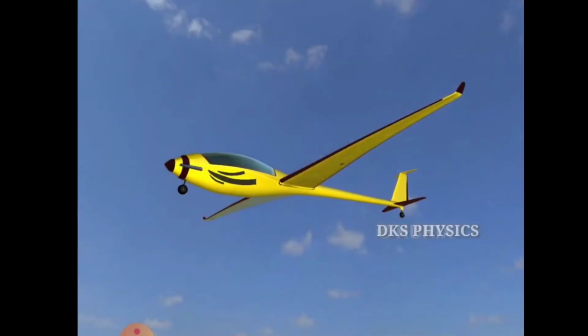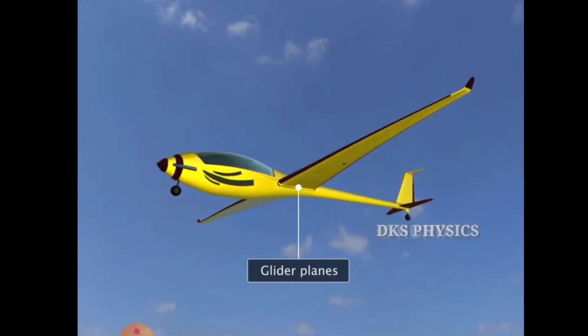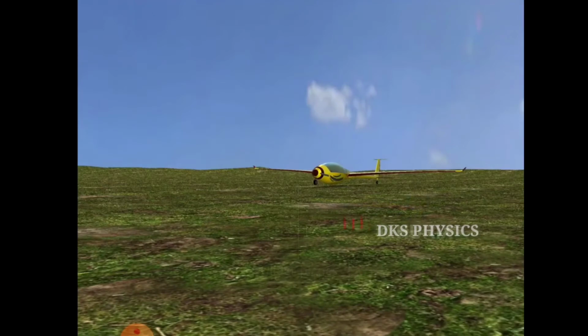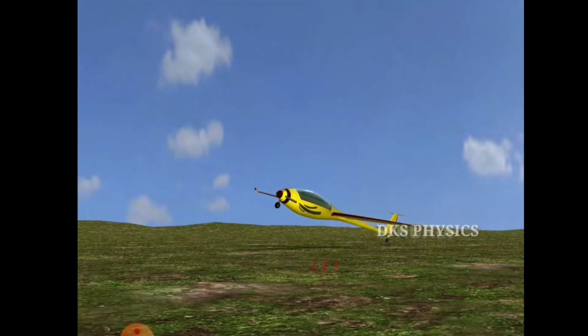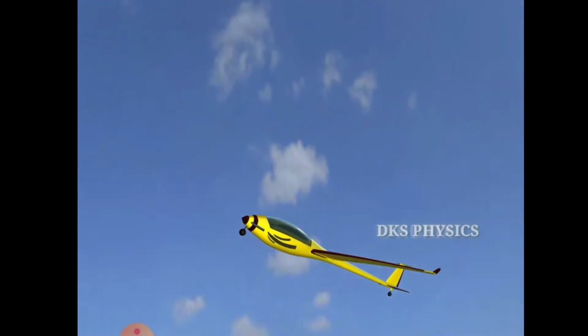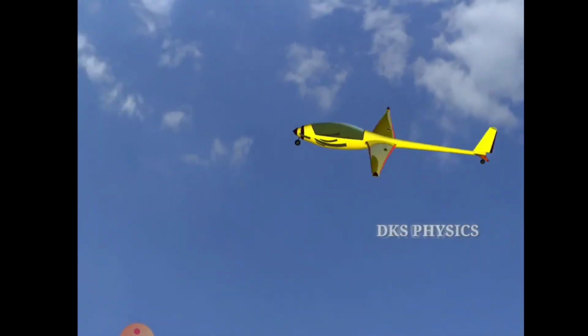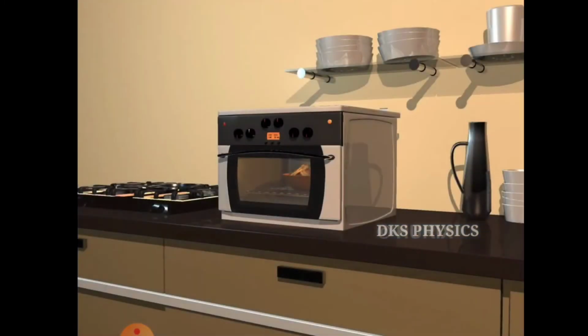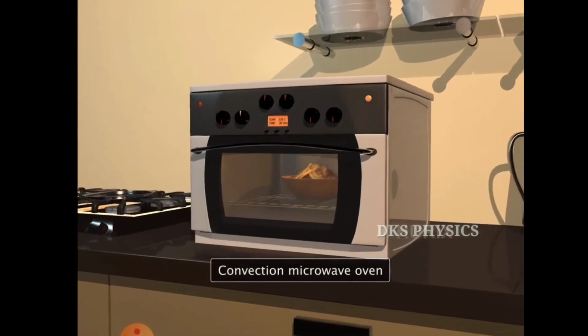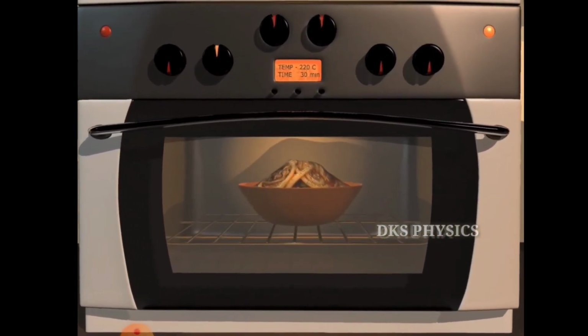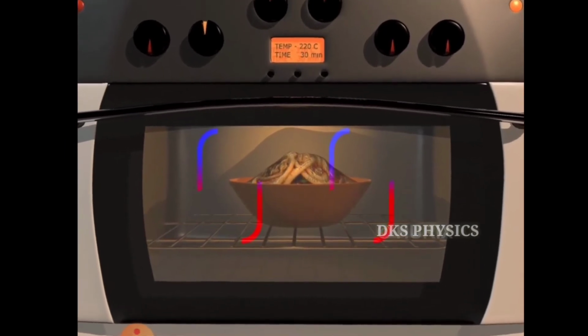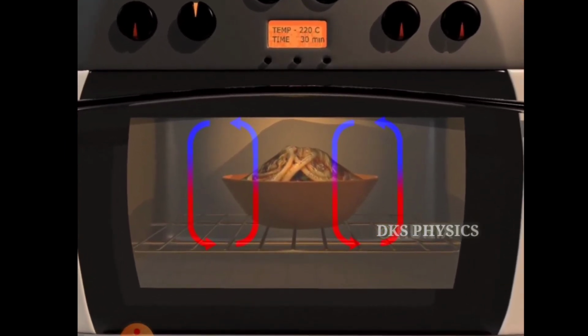Another application of convection is the glider plane. The air on the surface of the ground heats up and rises. This hot air helps the glider to rise and move towards the sky. We also have convection microwave oven that uses a fan to circulate heated air around the food. The circulating hot air helps the food to get cooked faster.